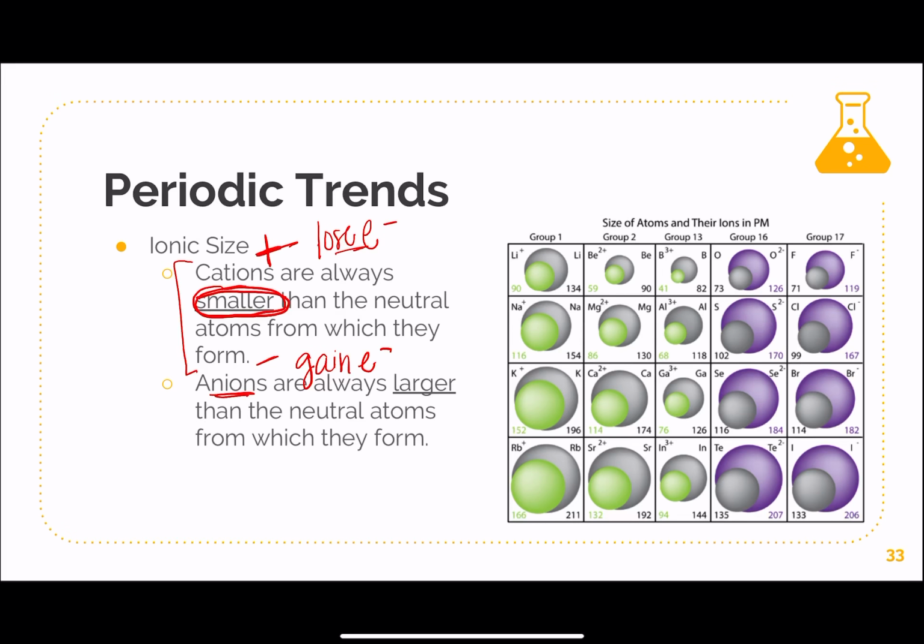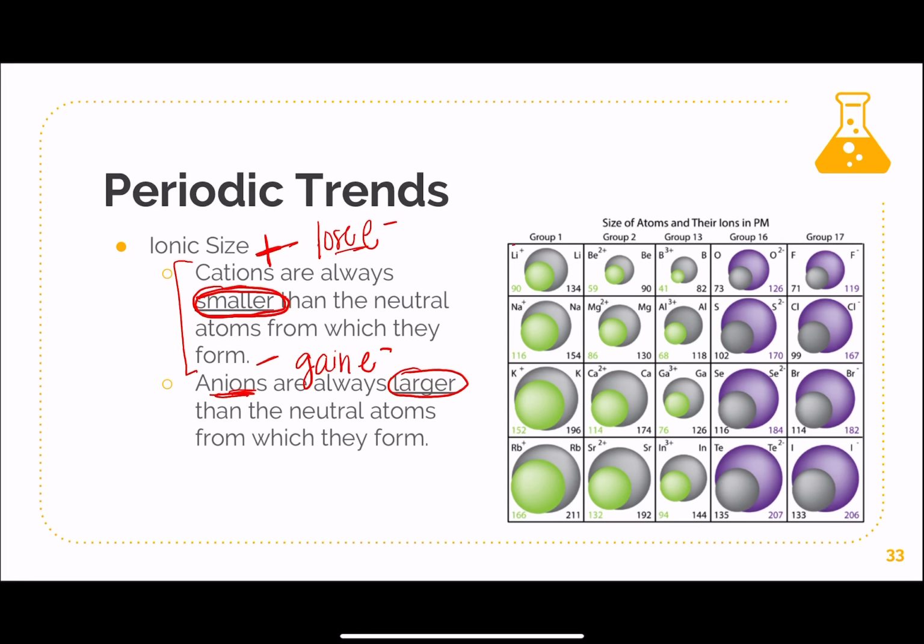Now, remember, it does make sense because you lose, you're going to be smaller. But electrons are so teeny, tiny. They have such a negligible mass and size. So don't misunderstand your idea of an electron if you use that to help you remember it, okay? But then on the flip side, if you gain something, generally you're going to be larger, okay? If I gain weight, I'm going to be larger. So cations are smaller than the neutral atom.